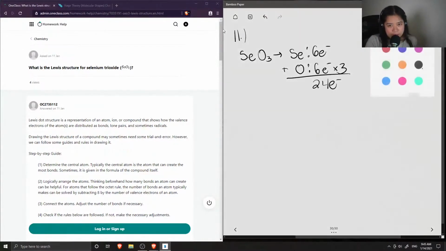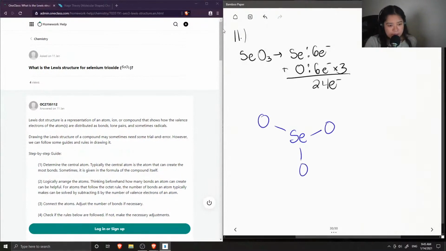So first, let's draw selenium as our central atom. And then I'm just going to draw single bonds to each of my oxygens. And if I were to draw in all of the lone pairs on my oxygens, it will look like this. So this gives us 24 valence electrons, except all of these oxygens would have a negative charge, and we want a neutral compound. And also our selenium doesn't have a full octet.